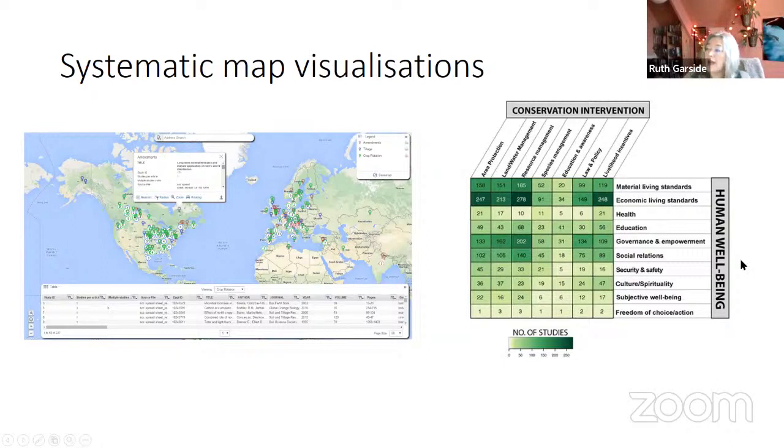And then the other kind of output are these heat maps. So this is from a large map about the connections between conservation activities and a whole range of human well-being outcomes, and the darker colors show more research done on that area. So this shows you that it's quite a lot of research which has looked at economic living standards as a measure of human well-being, but very little that's looked at some of these other measures, including perhaps surprisingly direct measures of health in relation to conservation activity.